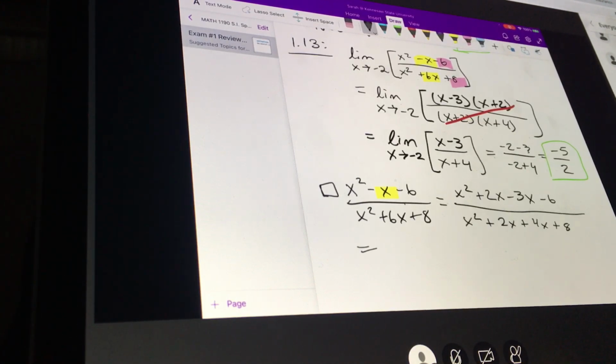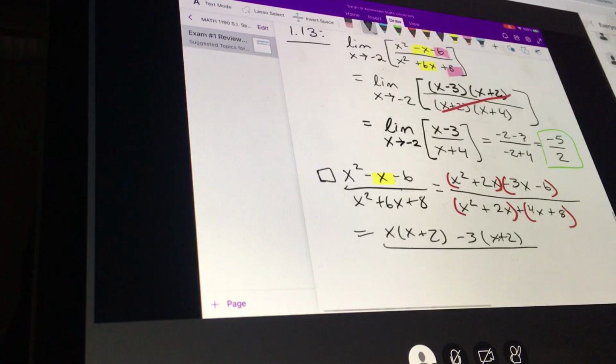So now we're going to factor these. I split them up into two different ones to factor, and you pull out the common thing, whatever common thing there is, like there's an x in the first one and there's a -3 in the second one. So you get x times x plus 2 plus, I guess it's minus 3 times x plus 2 over x times x plus 2 plus 4 times x plus 2.